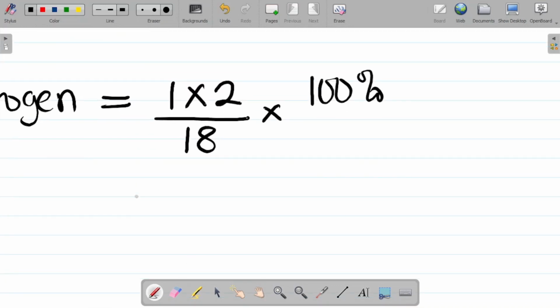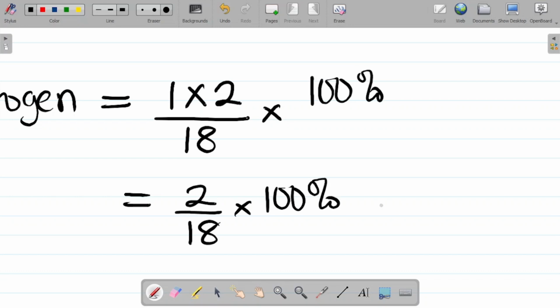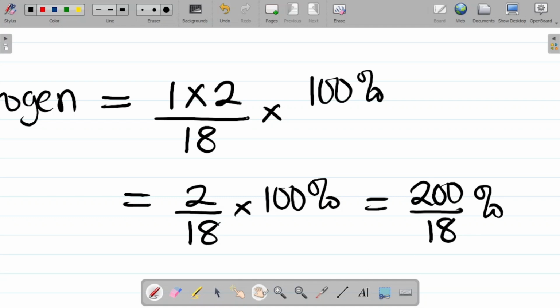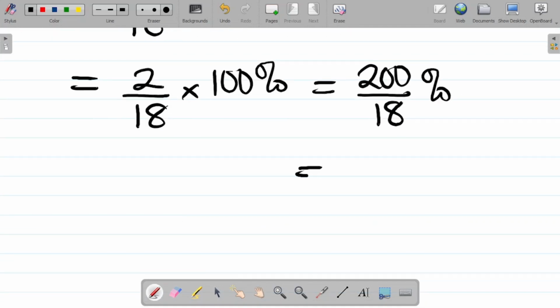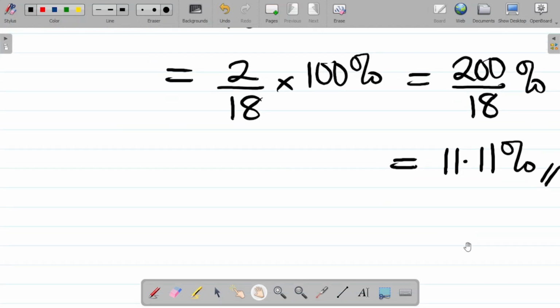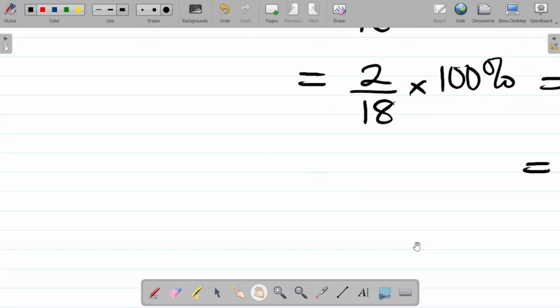Okay, let's get this maths done. 1 times 2 in the numerator gives you 2, all over 18 times 100%. If I multiply this, 2 times 100 gives you 200, so 200 all over 18%. Let's divide this. If I punch 200 over 18 into my calculator, leaving my answer in 2 decimal places, I have 11.11% as the answer. So hydrogen occupies 11.11% of the compound. Let's look at oxygen.